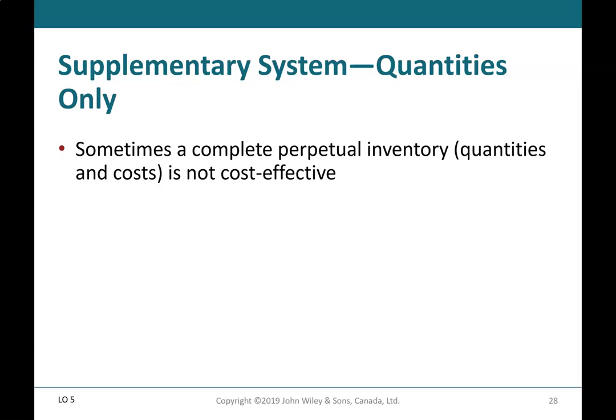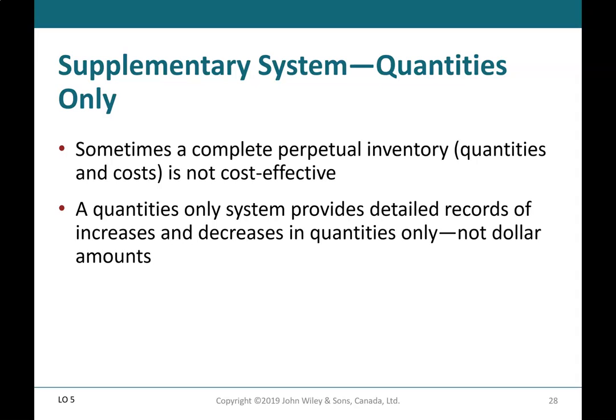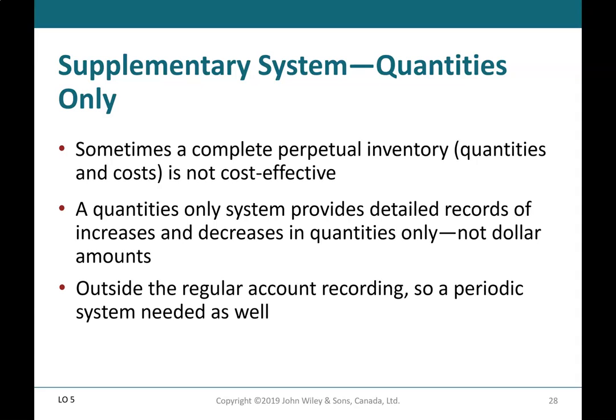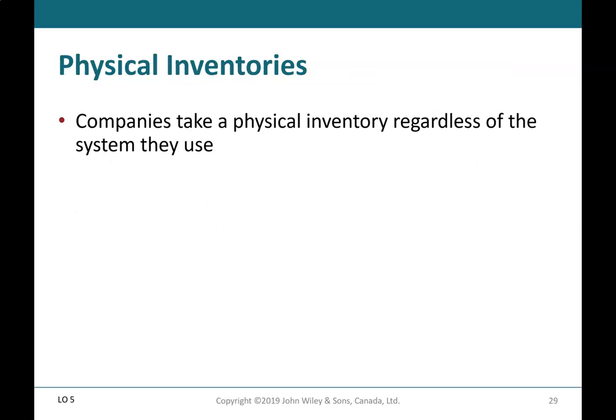Supplementary system, quantities only. Sometimes a complete perpetual inventory, with quantities and costs, is not cost effective. A quantities only system provides detailed records of increases and decreases in quantities only, not dollar amounts. It is kept outside the regular account recording, so a periodic system is needed as well.